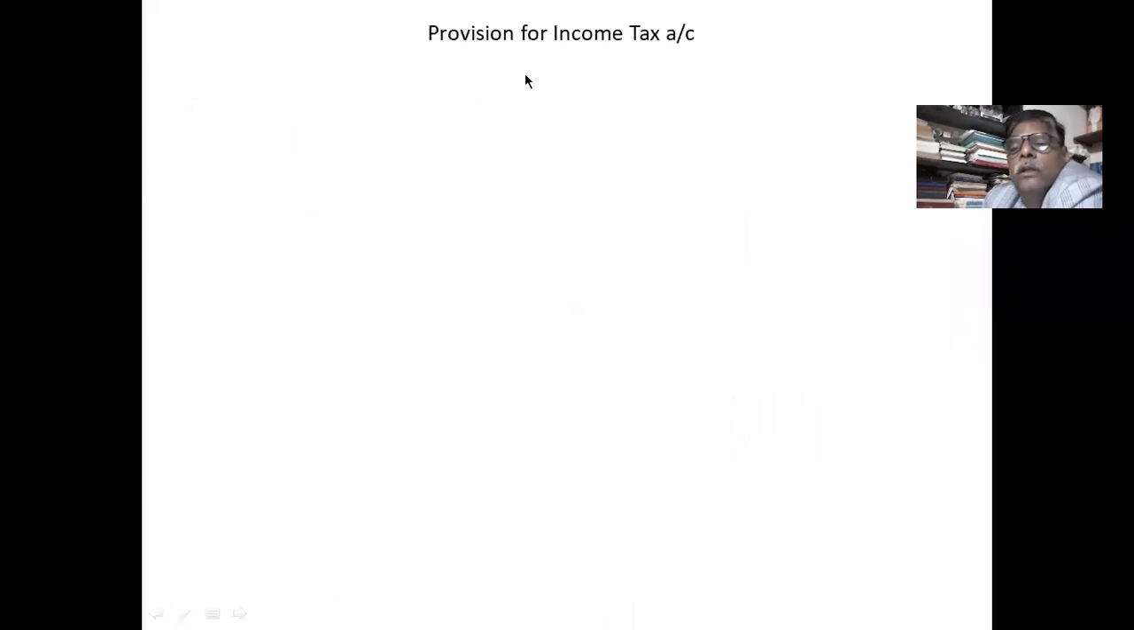Next is provision for income tax account. Okay. This provision for income tax account you prepare only when adjustment is there in the problem. If there is adjustment, you prepare this account. Otherwise, you don't prepare the account. You take it in the changes in working capital. Okay. If there is adjustment, you prepare the account.